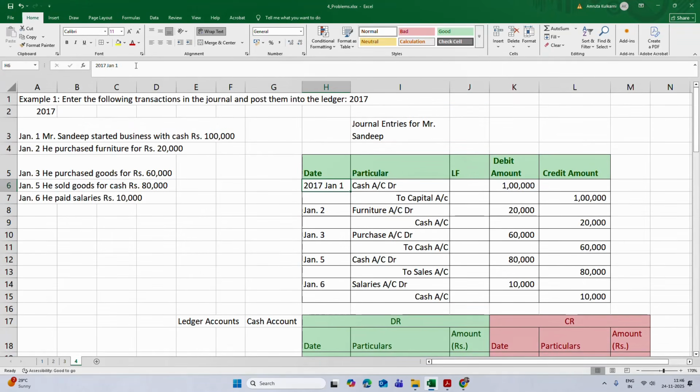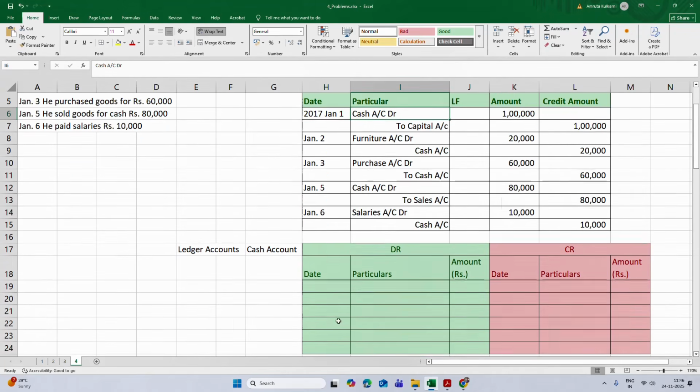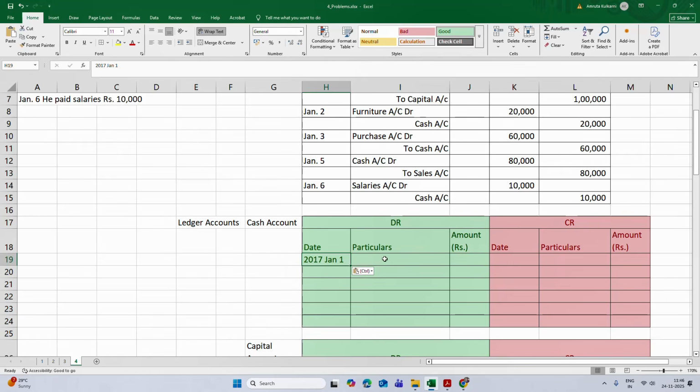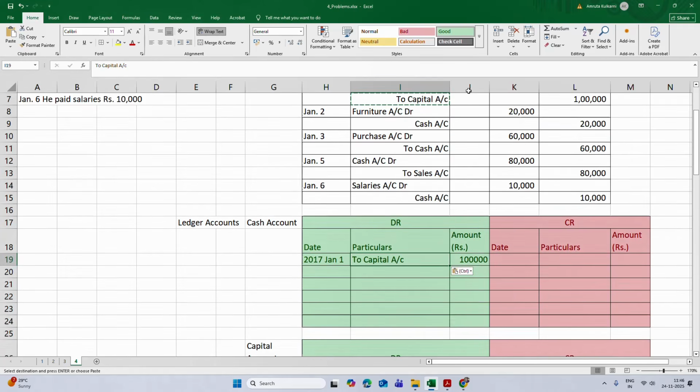So let's say on Jan 1, 2017, what is the first entry? That is cash account was debited and capital account is credited for 1 lakh rupees. So I will come to this first entry, that is Jan 1, cash account is debited. So I will write this 1 lakh amount in my debit side, but this cash is utilized for which purpose? That is, it was utilized for the capital. So that's why to capital account 1 lakh cash was utilized.